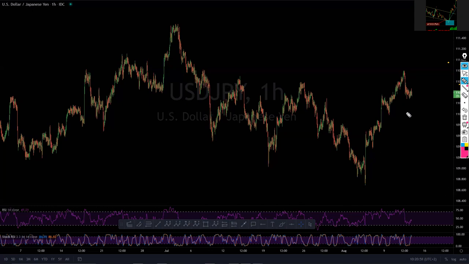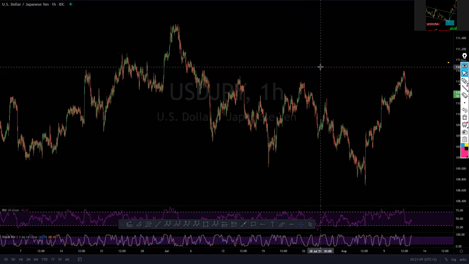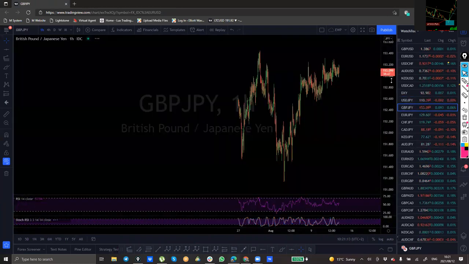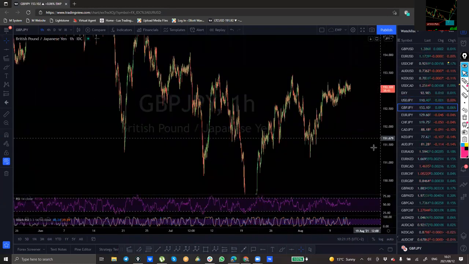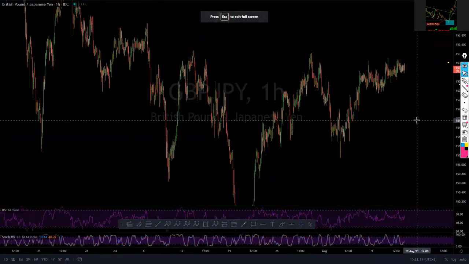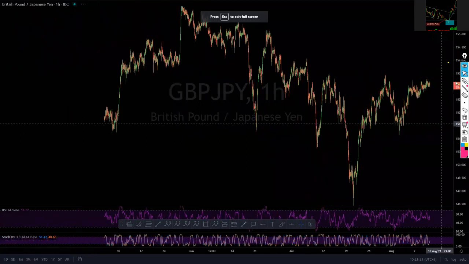Okay, so that's a potential. Let's watch out for this one. Once this pullback is done, then we can look to consider buying US dollar JPY. Pound US dollar appears to be a slightly better option. Slightly better option.